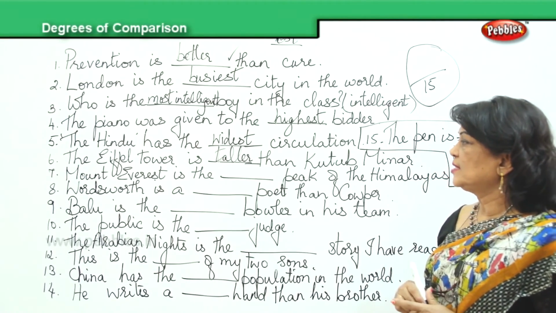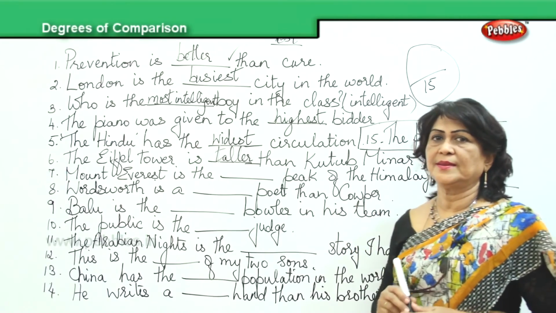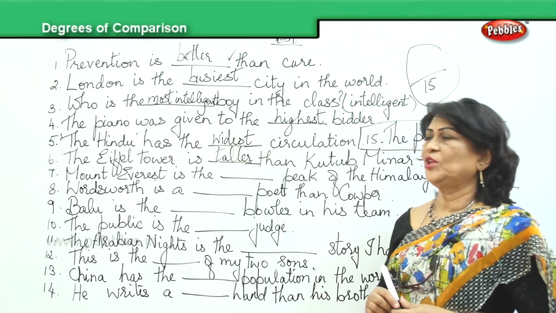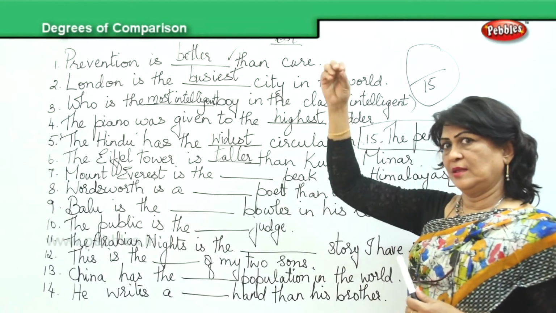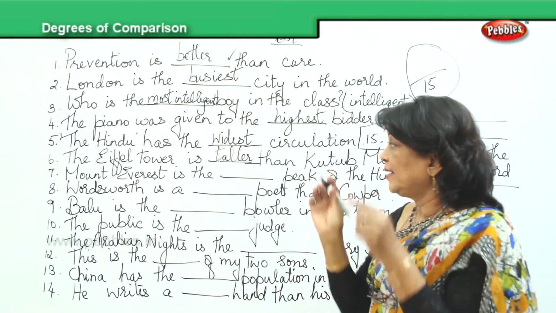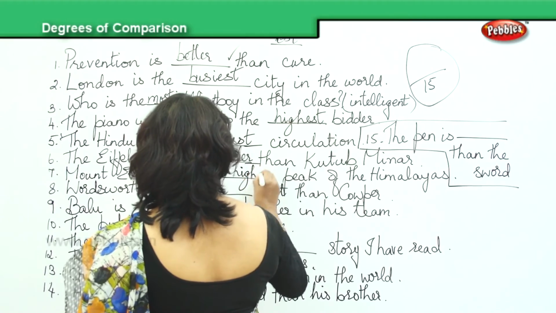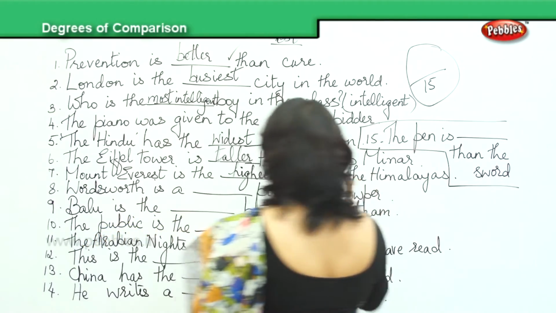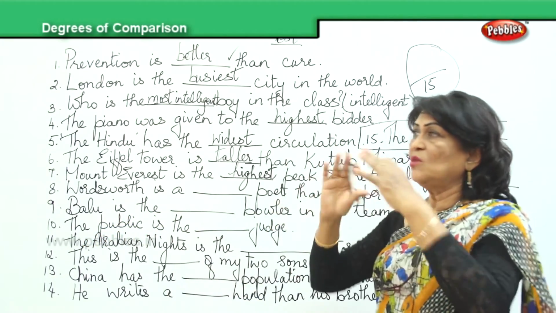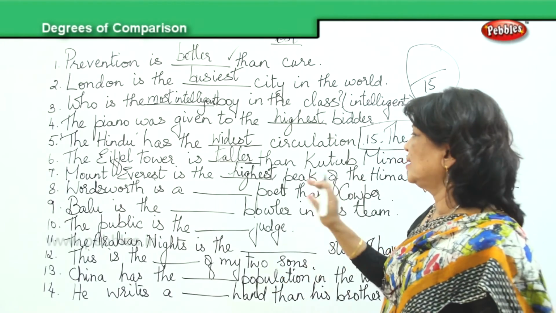Mount Everest is the dash peak of the Himalayas. What would you say? Peak, the tallest point. Okay, Mount Everest is the highest peak. Highest peak of the Himalayas. You can say mountains are tall, but the peak is on the highest level.